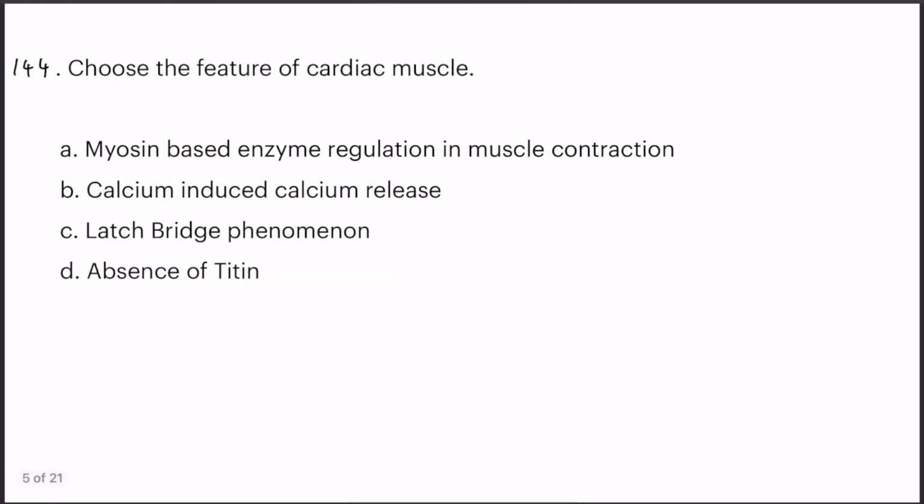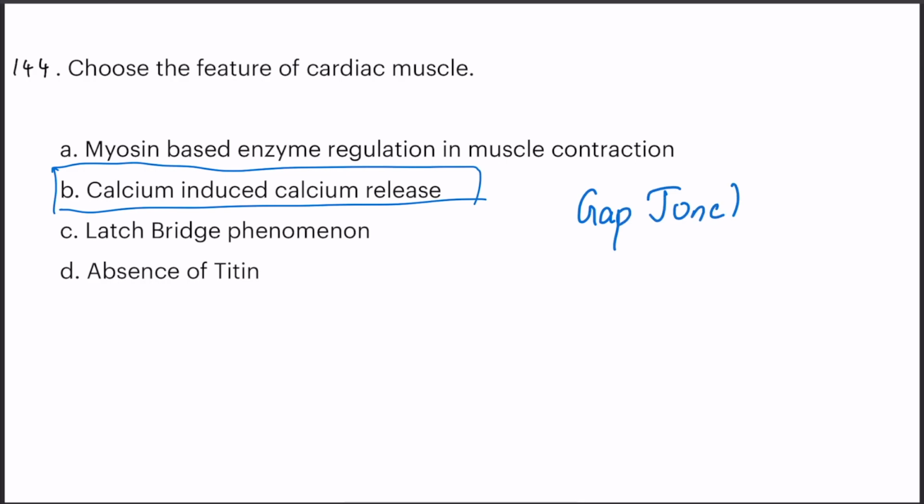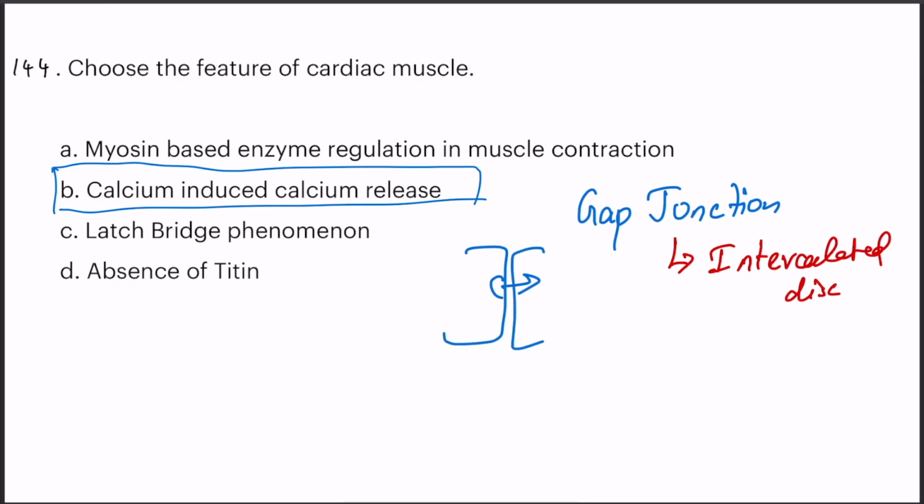Next question. Cardiac muscle, what is the feature? The feature of cardiac muscle in this question is calcium induced calcium release. Cardiac muscle has several great features to it. First feature is it has gap junctions. That is a commonly asked question, and they ask where the gap junction is located. You answer intercalated disc. Okay, and in the gap junction there is communication happening between two cardiac cells.